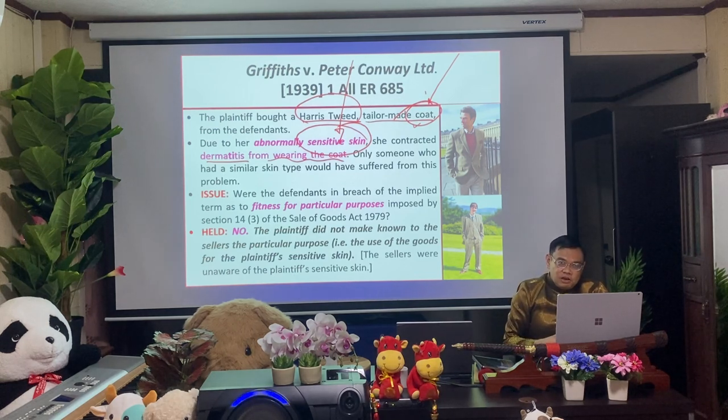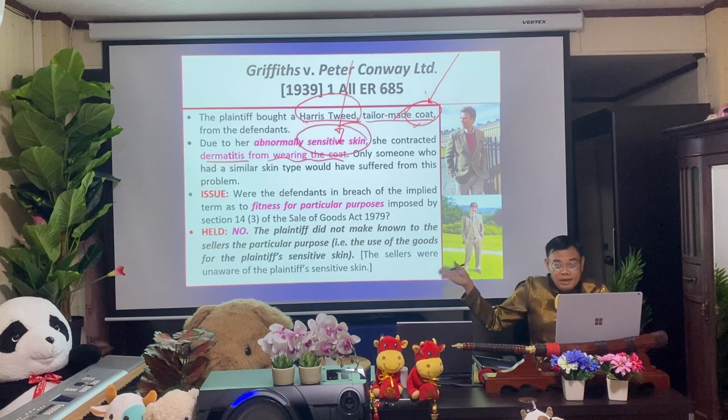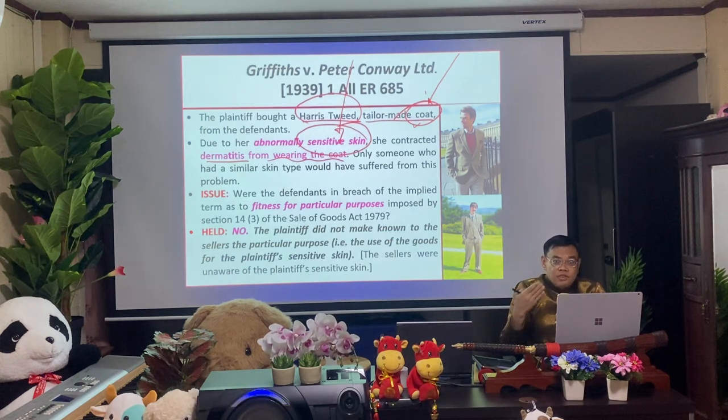So in this case, the seller generally performed the obligation to deliver the goods, the coats, which were of merchantable quality, in the sense that they were fit for their ordinary purpose. The seller did not have the obligation to deliver a coat which was fit for this particular purpose, the purpose of wearing by a customer who had abnormally sensitive skin. The reason is that the buyer in this case did not make known to the seller the sensitive skin which she had at the time of sale.